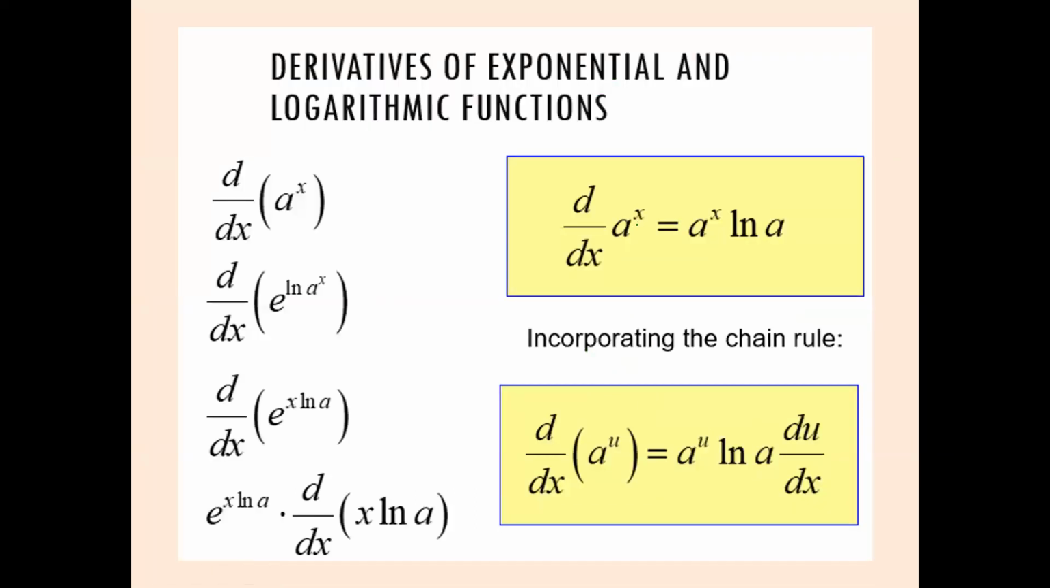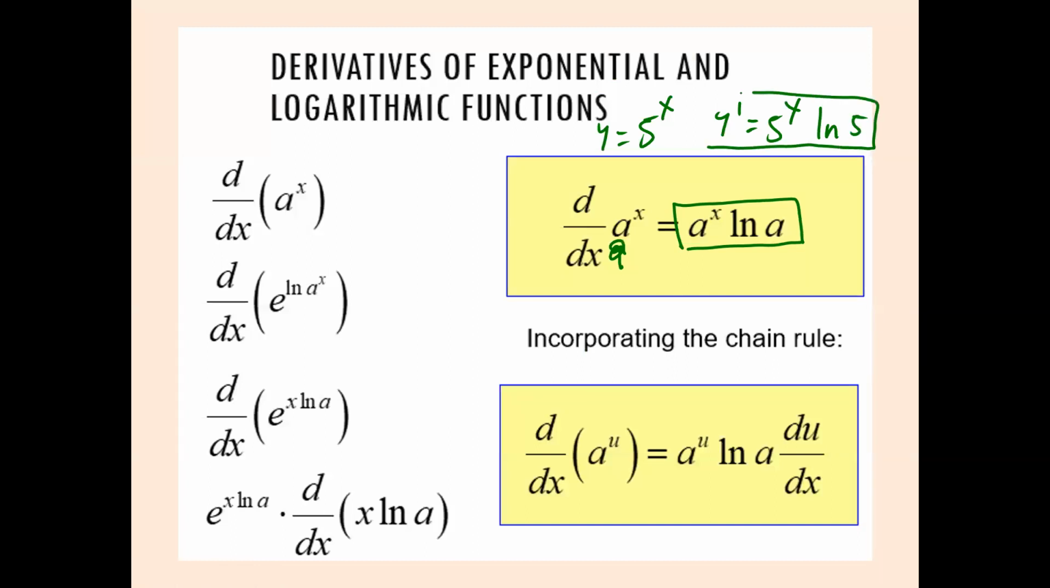Pag a raised to x naman, pag sinabi nating a, meron siyang number dun sa base natin. So, for example, 5 raised to x. So, y is equal to 5 raised to x. Ang y prime ngayon yan ay, kunin nyo tong equation na ito, we have a raised to x ln a. So, we have 5 raised to x ln, I'm sorry, it's not, ln 5. Okay, so yan na kagad yung sagot natin.